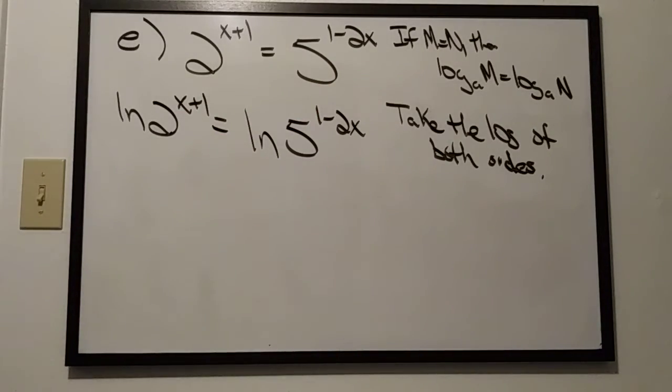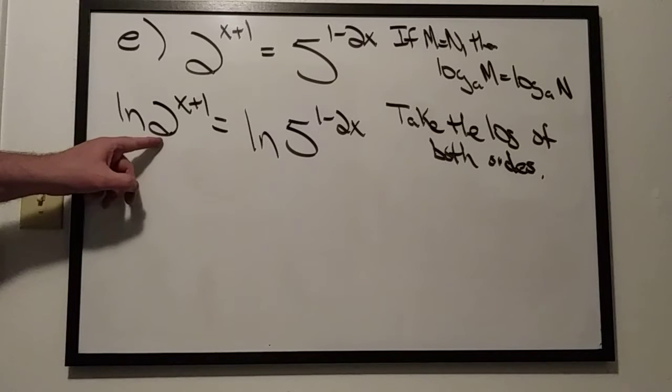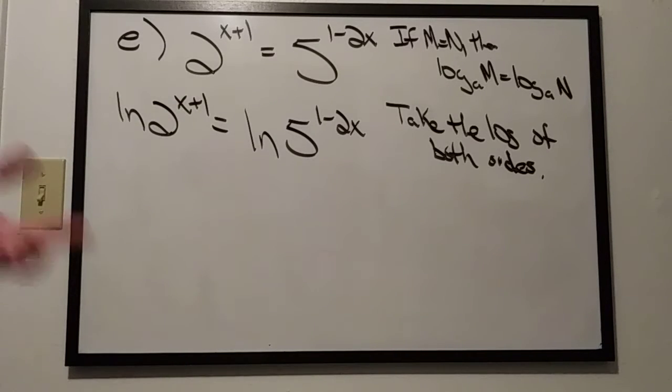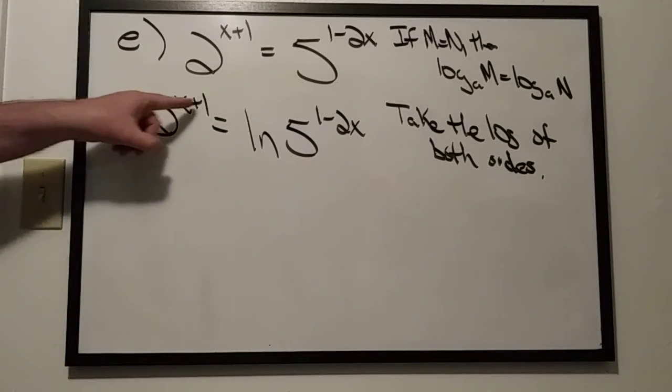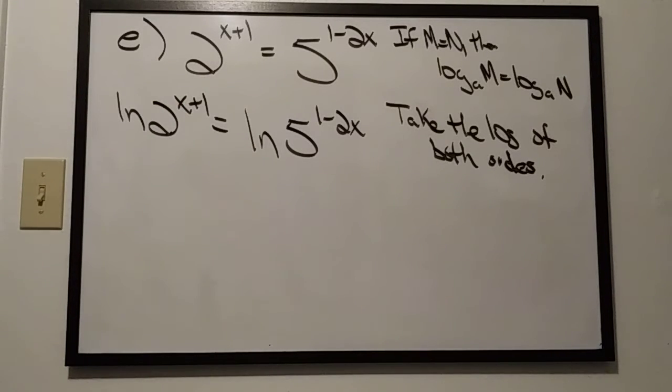Now, you might look at this and say, that's uglier than our original problem. And I would agree with you on that. This is uglier than the original problem. But there must be a reason that we brought in these natural logs. So if you think back to section 6.5, we had property 7. Property 7 says that if you have the log of somebody to a power, you can bring that exponent down in front. So I have this x plus 1 exponent, and I want to bring that down in front of the natural log of 2.